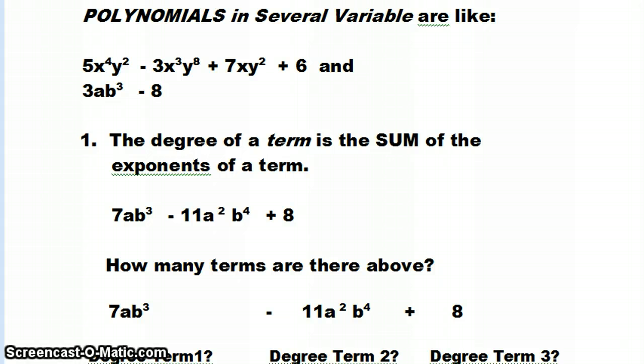The degree of a term is the sum of the exponents of a term. So as we look at this expression, 7a b to the third minus 11a to the second b to the fourth plus 8, there are three terms in that expression, and the three terms are listed there.